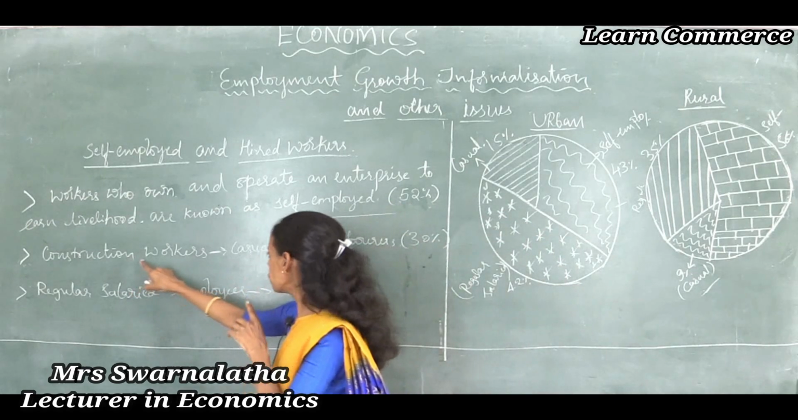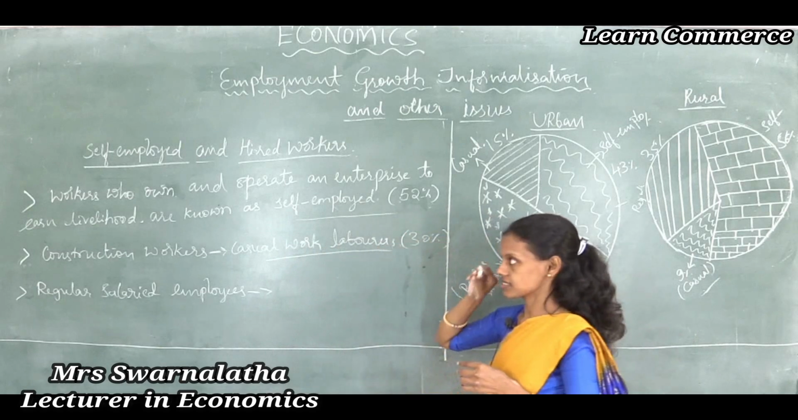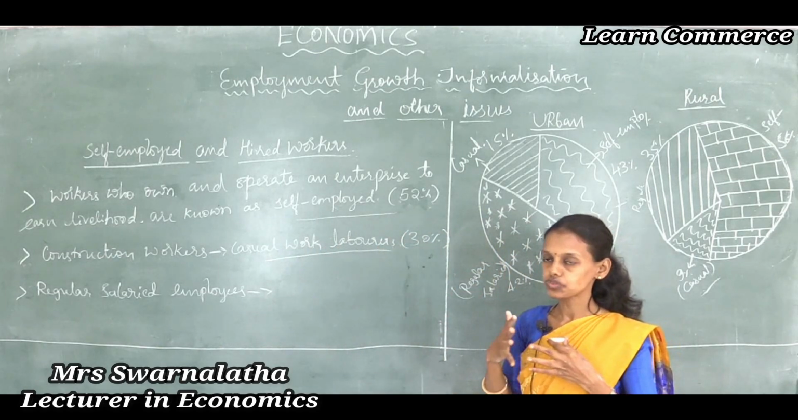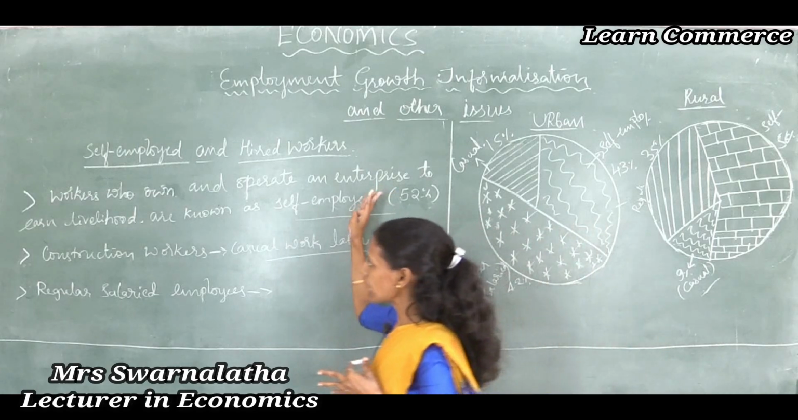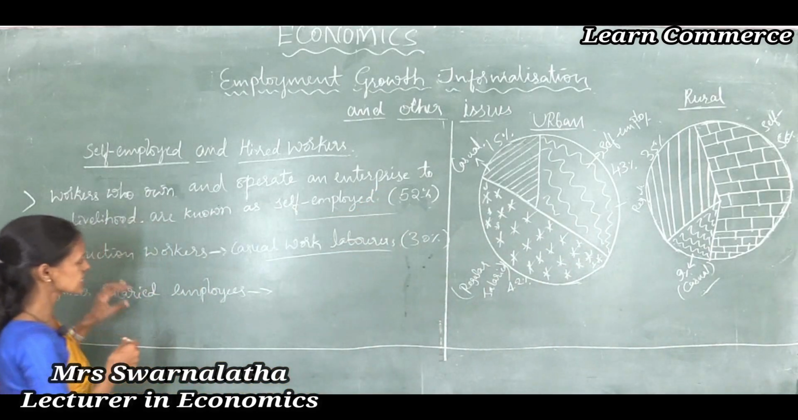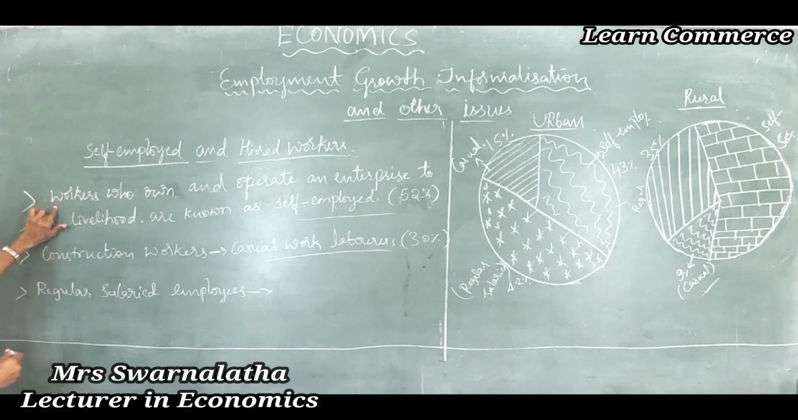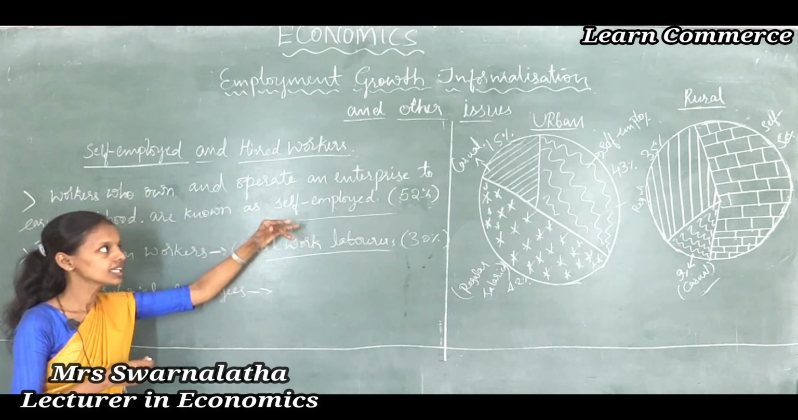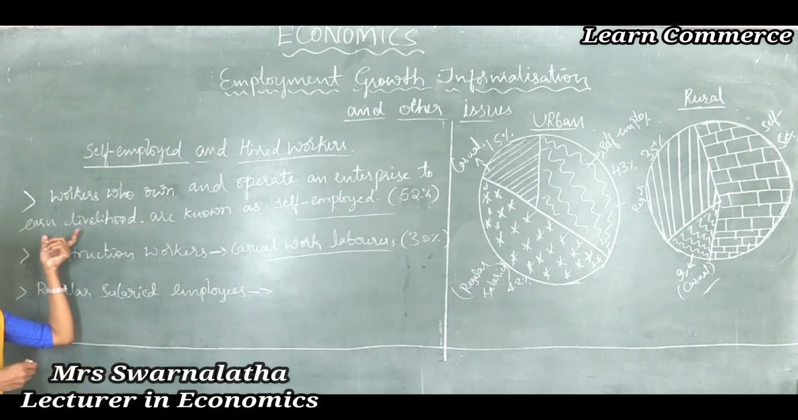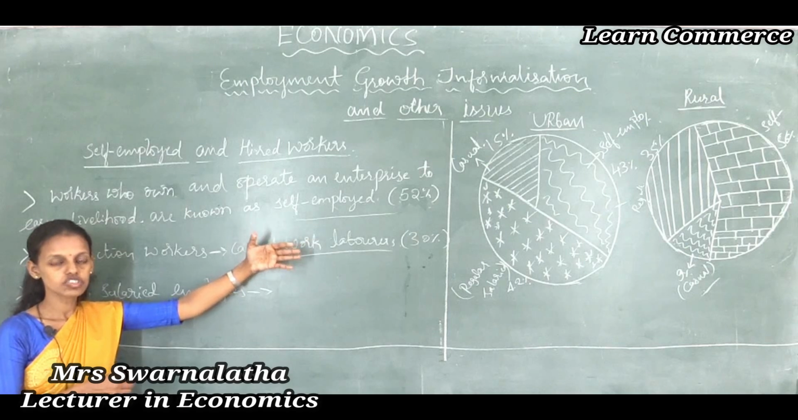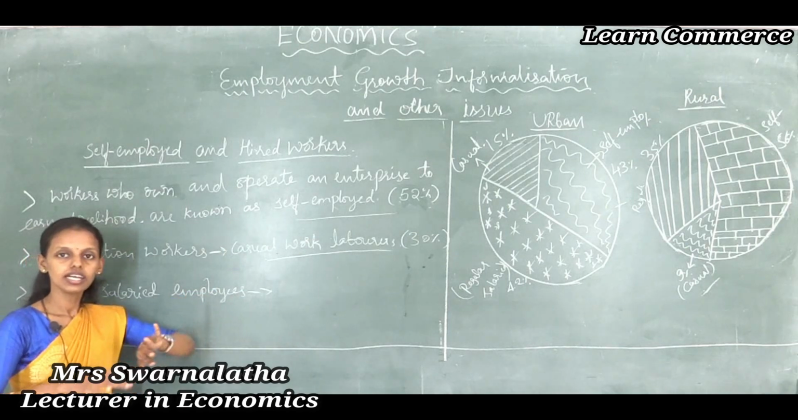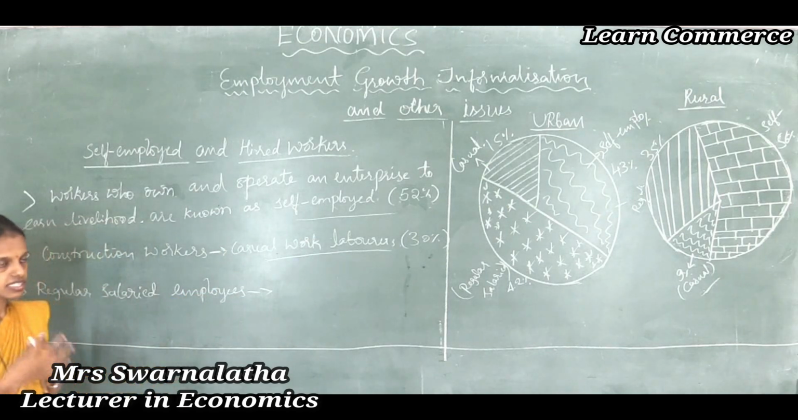Next, who are called casual workers? Self-employed, casual workers and regular salaried people: there are three types of workers we can see. Self-employed are those who own and operate an enterprise to earn a livelihood. They engage in their own work and can fulfill their needs.